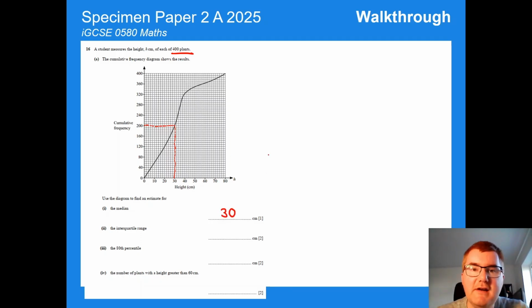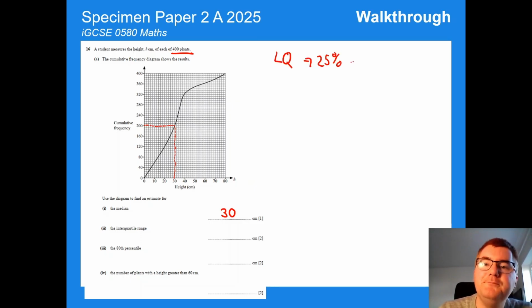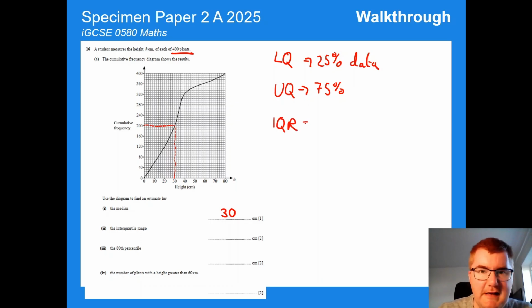Now the interquartile range here, so in order to do that, we need to find the lower quartile. So that's 25% of the data. And then upper quartile, which is 75%. And then we find the interquartile range, IQR for the cool kids, which is equal to upper quartile minus lower quartile. So let's do this a bit color-coded. Let's use green this time.